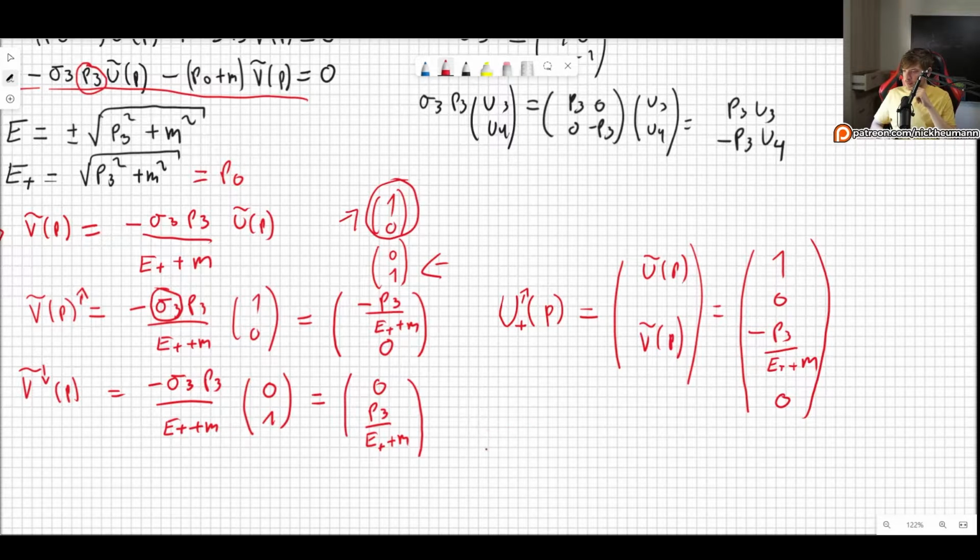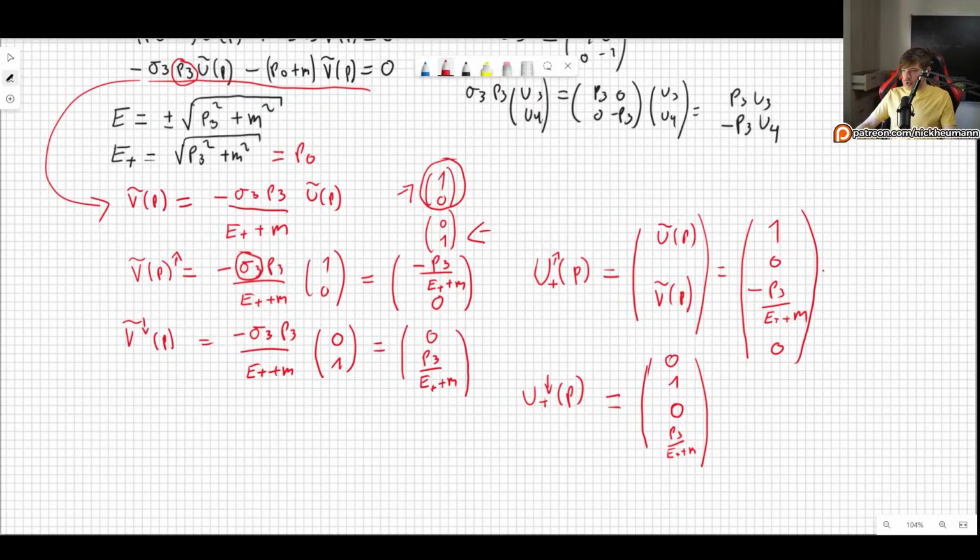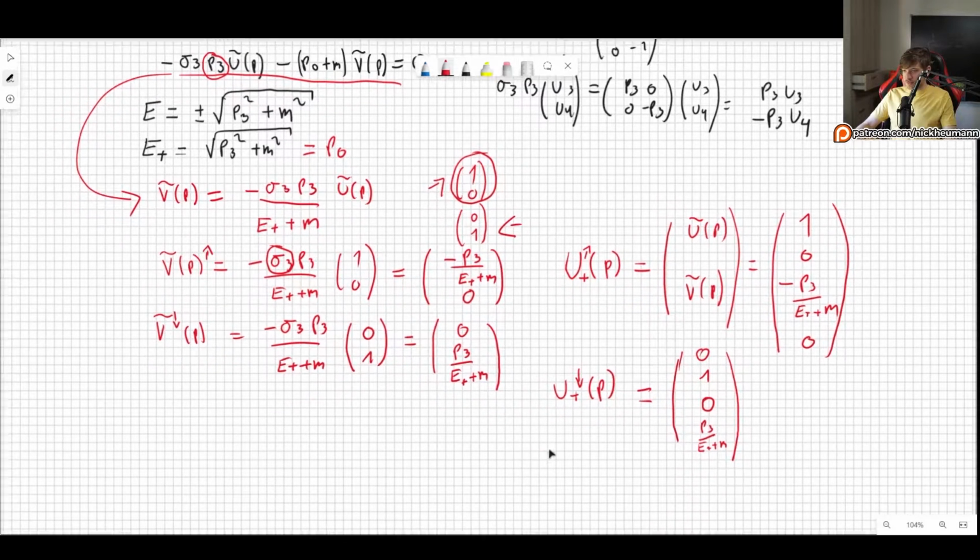And then we have the possibility u plus down, with the minus 1/2. Again, that's spoiling, but it's just so that you can kind of see where this is going. And here we have, again, u tilde, but u tilde this time is 0, 1, and then v tilde is 0, and P3 over E plus m. Okay, so this is what our wave function looks like in this particular case.